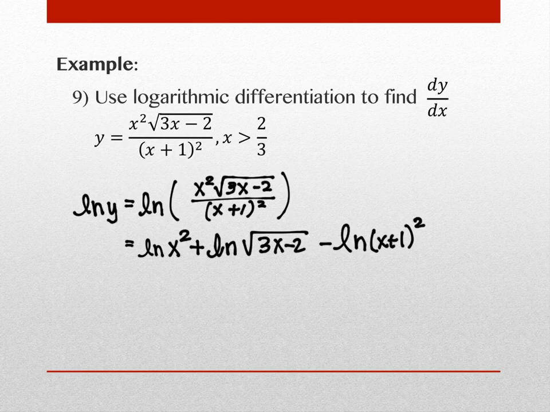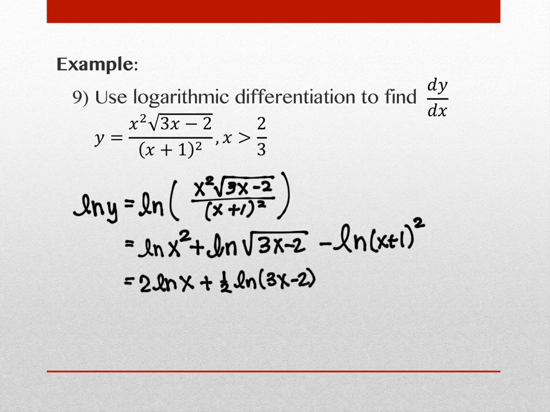All of those are the properties of repeated logs, which means you can pull the exponent into the front of the problem. So we can rewrite each of those, thus eliminating a portion of the chain rules that are going on, by the way. So 2 natural log of x plus 1/2 the natural log. It's still 3x minus 2. That's still a chain inside. We can't avoid that. And then minus 2 natural log of x plus 1. And all of this is equal to the natural log of y.